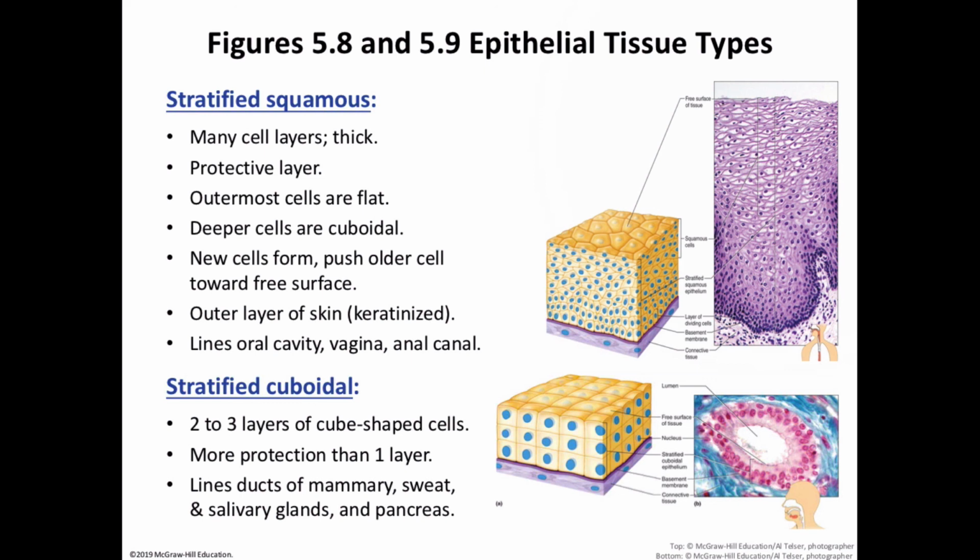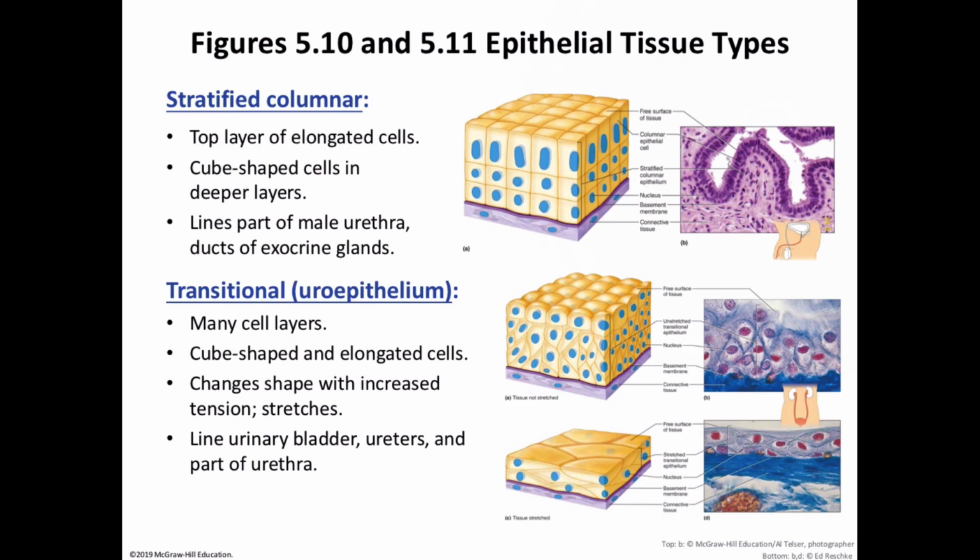I will not touch stratified cuboidal, even though it mentions where to find it. It will not be on the test at all. I will also skip stratified columnar cells because, again, you will not typically find this as being one of those typical types of tissues.